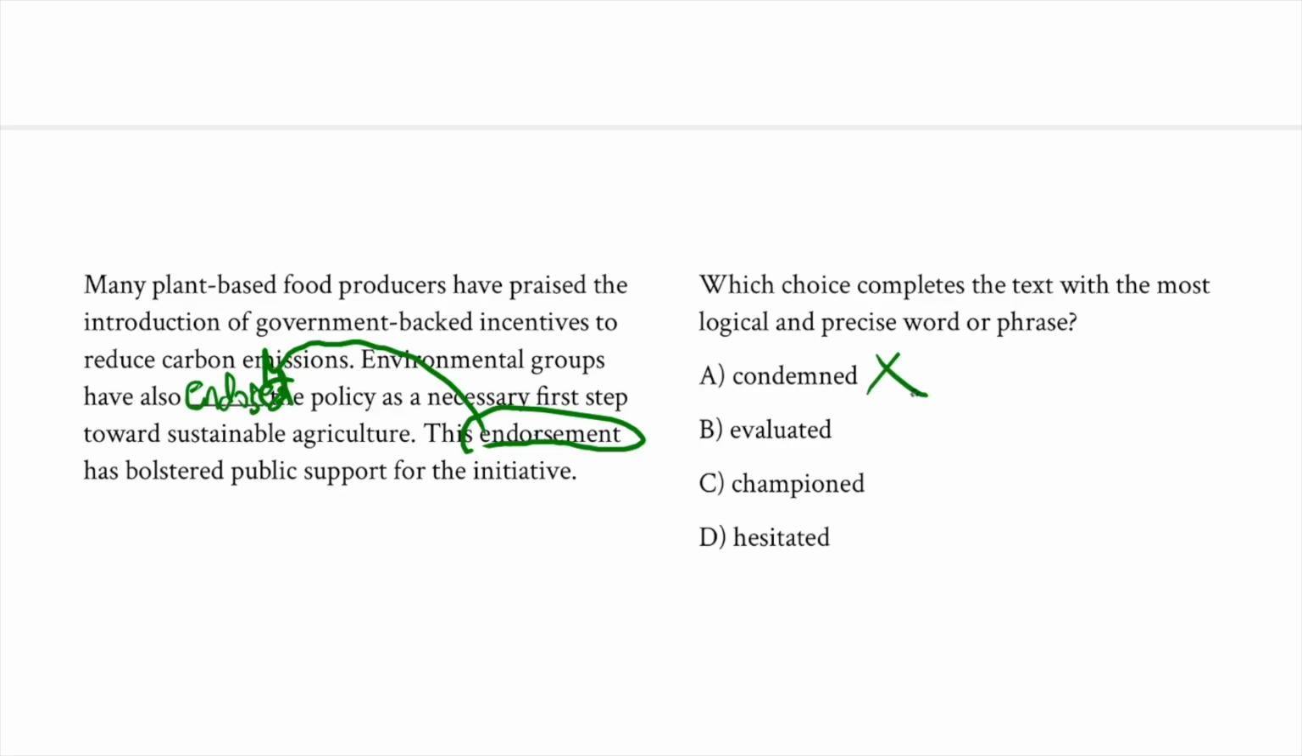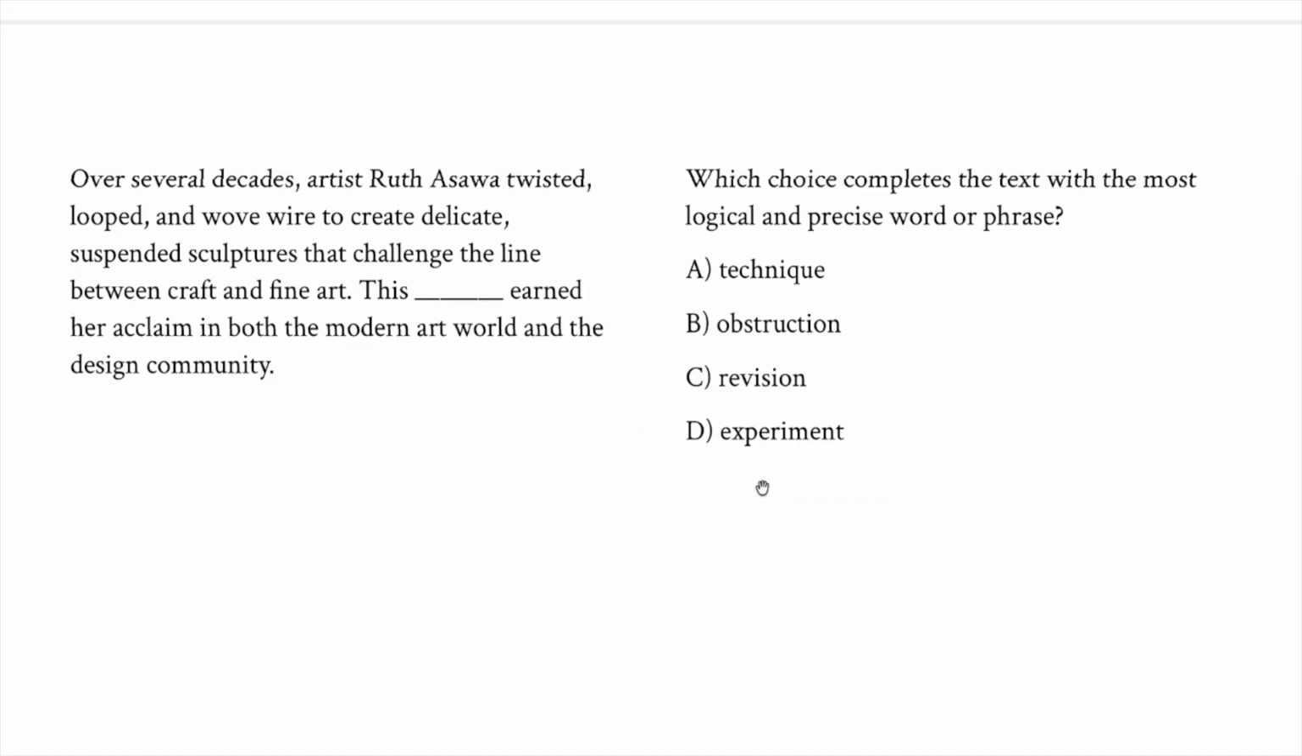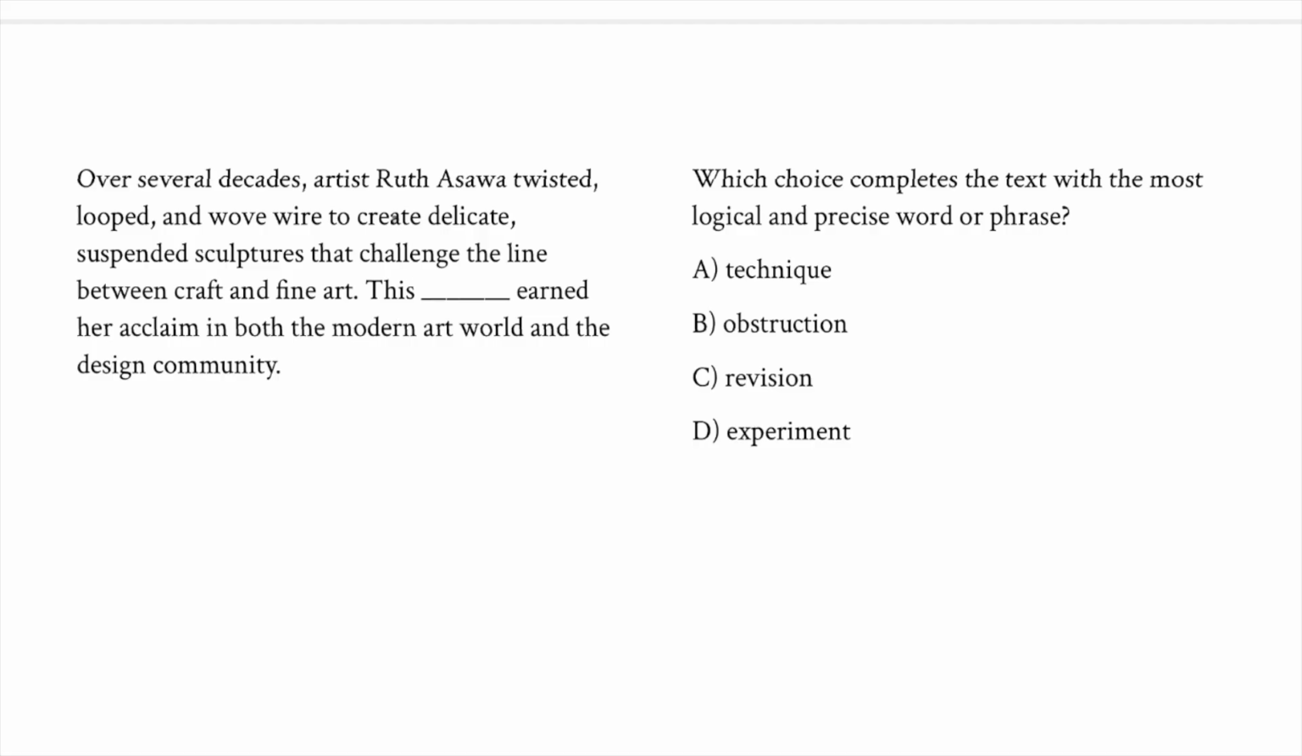So condemned is the opposite. I mean, endorsed is a positive word, condemned is negative. Evaluated, that's kind of neutral. It's like they judged it. Championed, yes. Endorsed, championed, supported, all of those would go together. A couple more just to round things out.